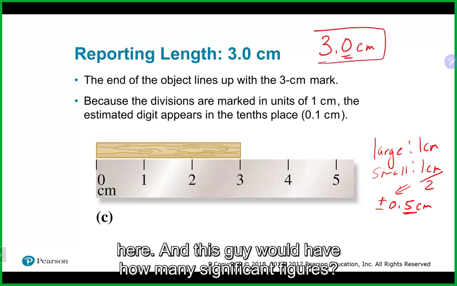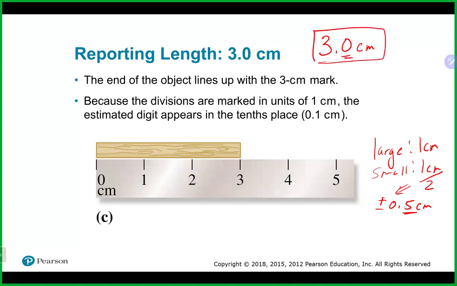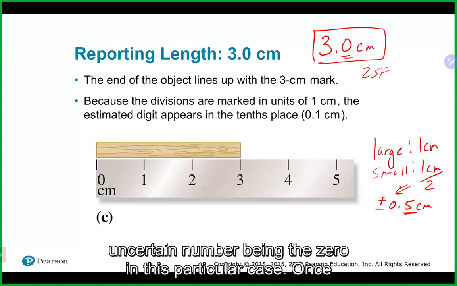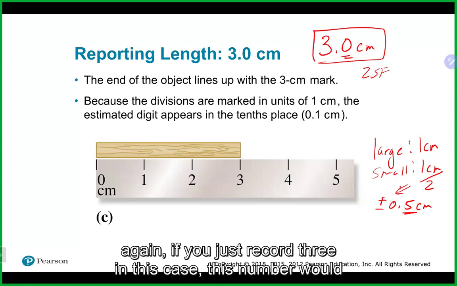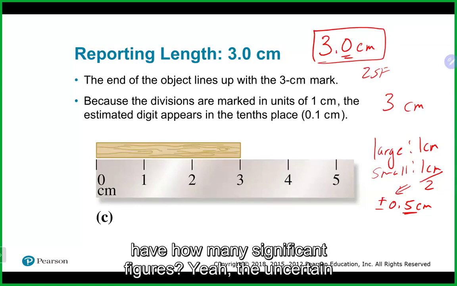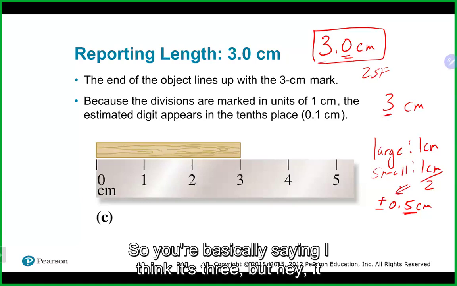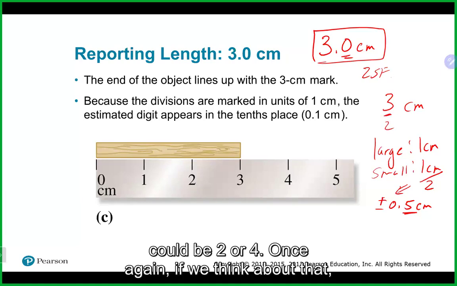And this guy would have how many significant figures? It would have 2 significant figures in this case, the uncertain number being the 0. Once again, if you just record 3 in this case, how many significant figures would this number have? The only number present would be 3. So you're basically saying, I think it's 3, but hey, it could be 2 or 4.